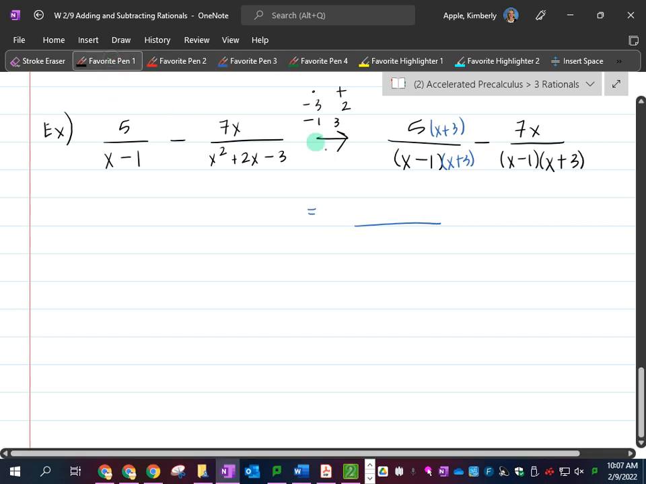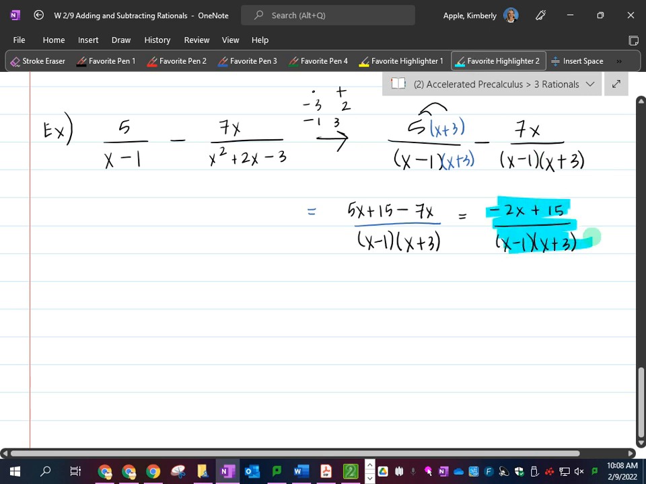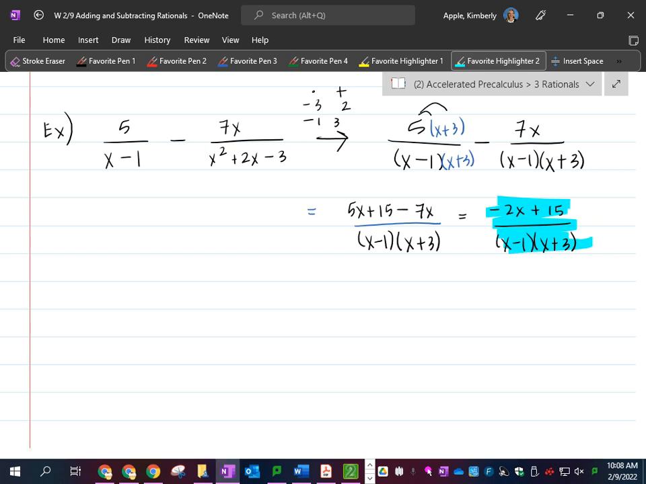Write it as a single fraction. My common denominator is just both of those things. And I'll do 5x plus 15. I'm just distributing this 5. Minus. There we go. We can clean this top up a little bit, right? That'll be negative 2x plus 15 over whatever that denominator is. Here we go. That'll do. Basically, just get the denominators the same.